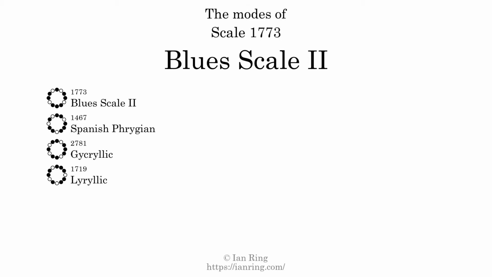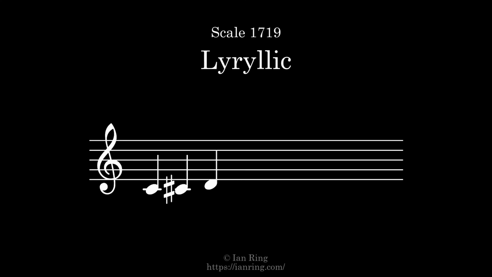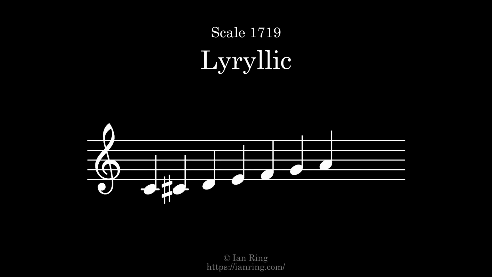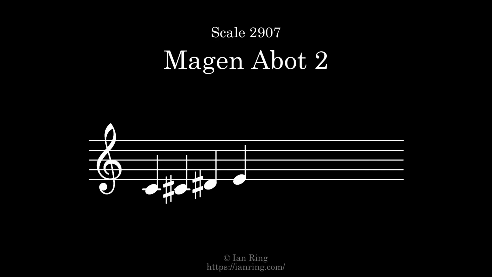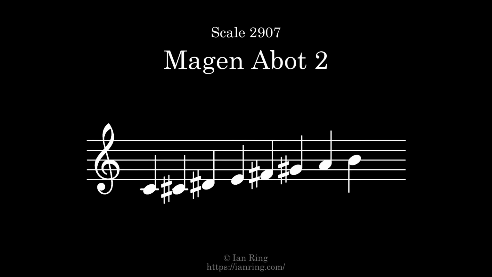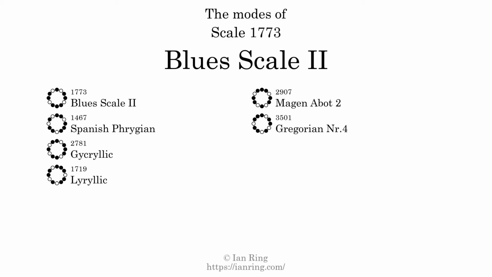The fourth mode is scale 1719, also known as Lyric. It sounds like this. The fifth mode is scale 2907, also known as Meganabot 2. It sounds like this. The sixth mode is scale 3501, also known as Gregorian number 4. It sounds like this.